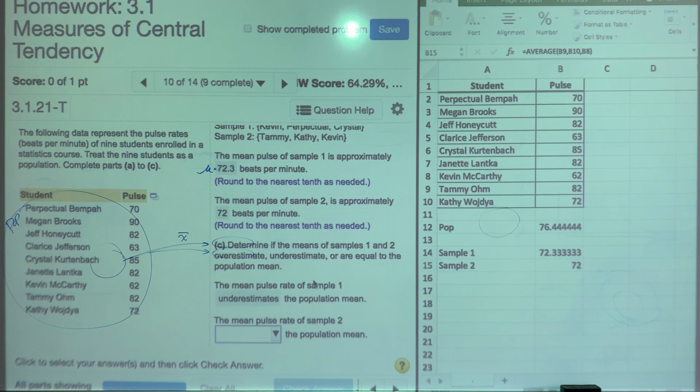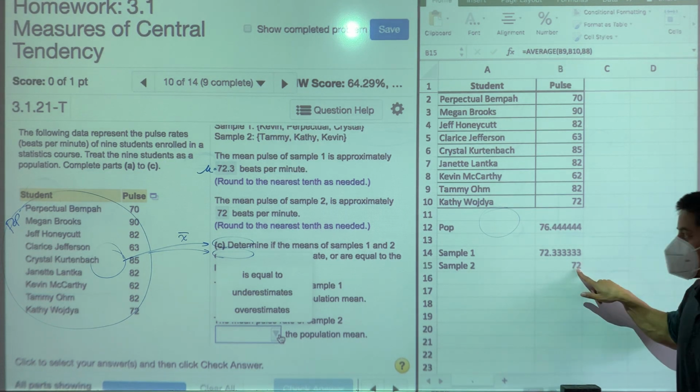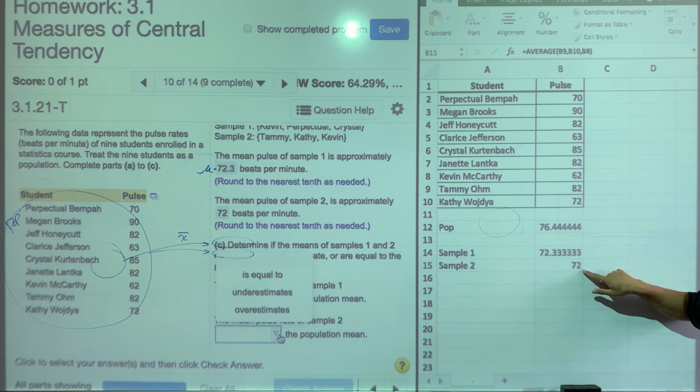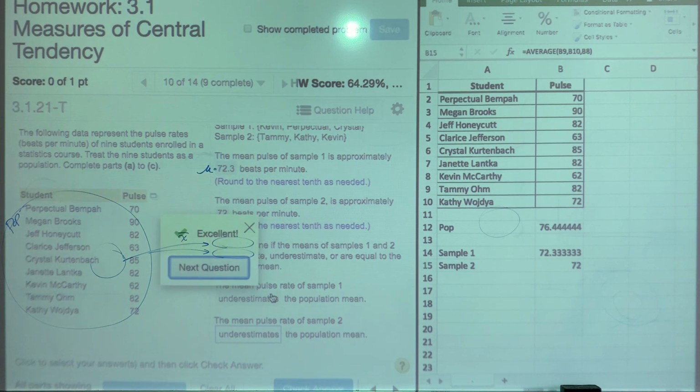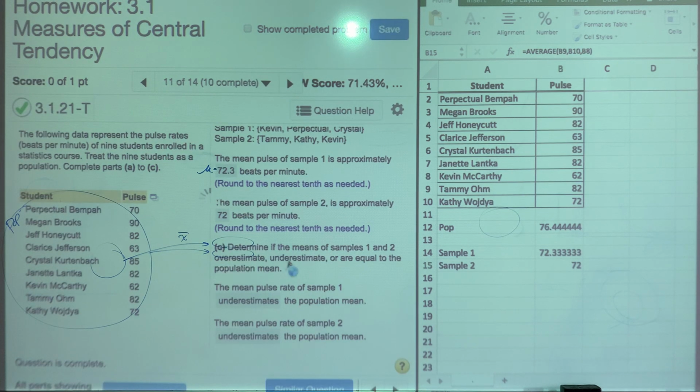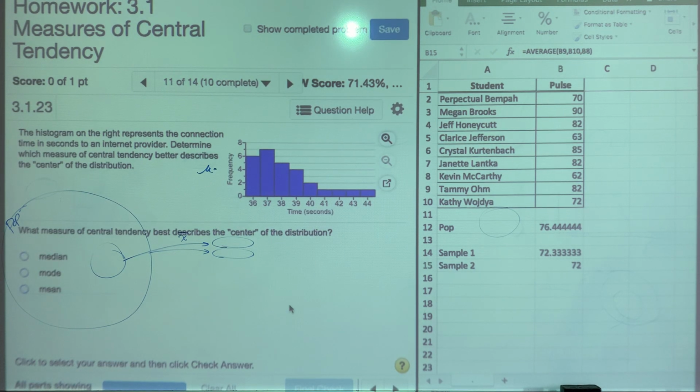You guys follow? Questions? Now, let's do the same thing for sample 2. So, does my sample 2 mean come out under, over, or right on the money, equal to? Well, again, mine happens to underestimate the mean. Yours might be equal to, yours might be over. You're going to have to answer that question for yourself. You guys follow? Okay? All right, there you go. That's it for that one. Okay. On to the next problem.